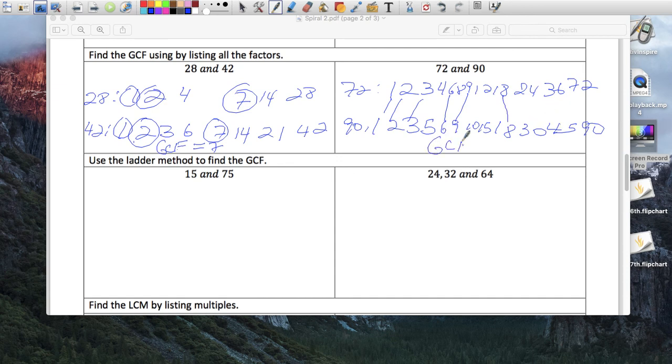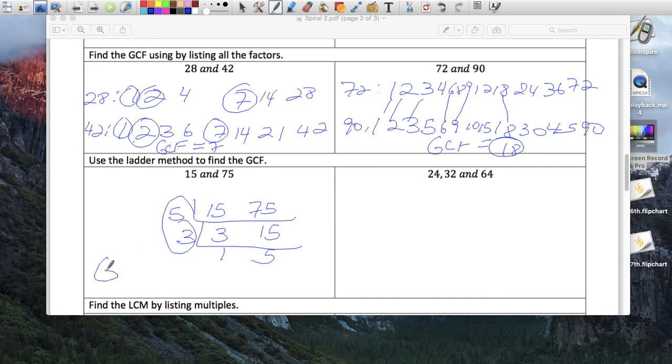So GCF, this one's a big one. 18. Use the ladder method. Oh, I'm pretty sure you prefer this one. 5, 3, and 15. Go again. 3, 1, and 5. So the GCF is these two numbers. Equals 15. So you definitely can see that the GCF using the ladder method is much easier, but you definitely have benefits in using the listing because you actually can see all the factors and see which one's the greatest common factor.